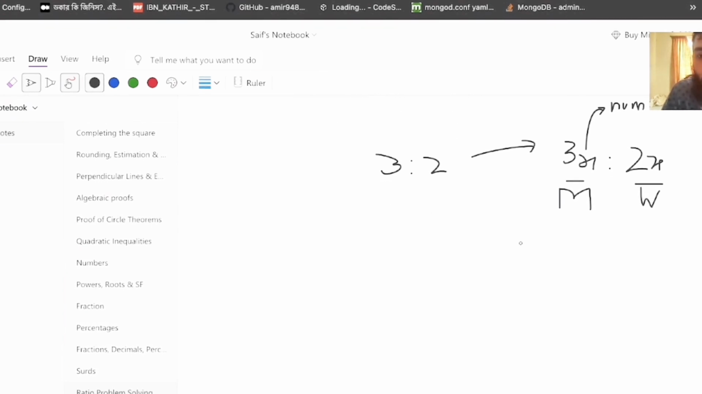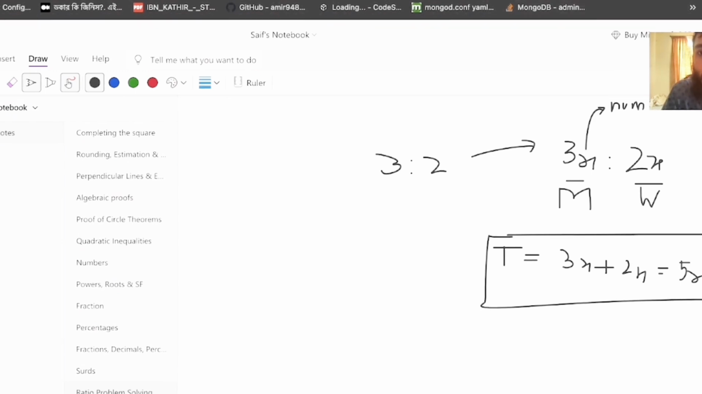So what is the total number of population? The total population is 3x plus 2x, which is 5x, right? So this is the total population. Just keep that in mind.